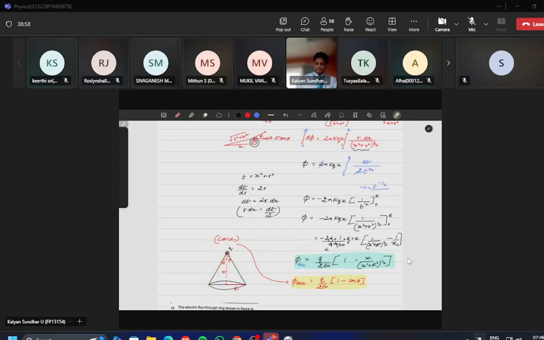Here also I take a small area, r dr, and I will be integrating from 0 to r. Here the same axis. If I take a small cap of radius r, this will be r plus x square. Correct? Yes, okay sir. Both are the same, right?